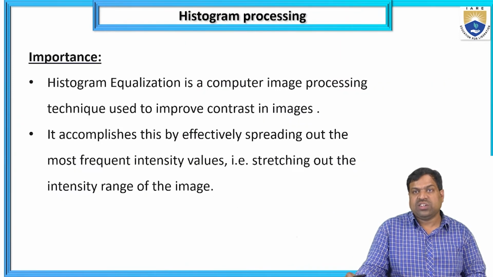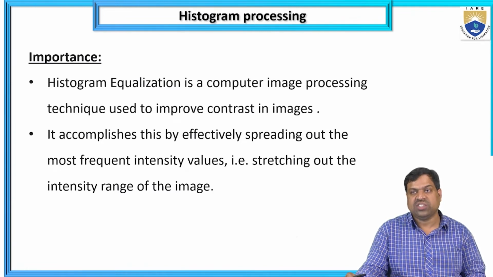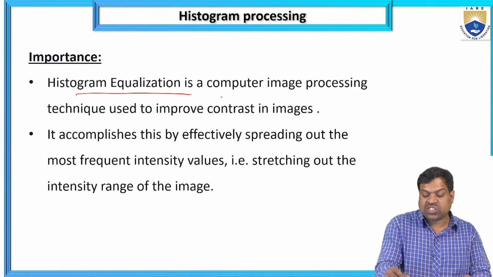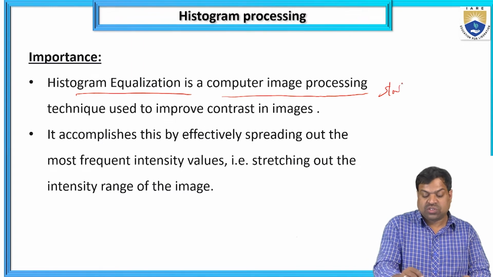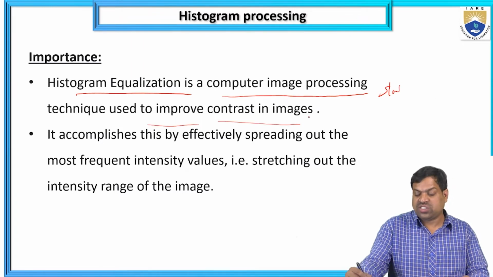So what is the importance of histogram? Histogram equalization is a computer image processing technique used to improve the contrast in images, and it accomplishes this by effectively spreading out the most frequent intensity values, that is, stretching out the intensity range of the image. Why am I going for the histogram process? Equalization is a computer image processing technique, like software, so it is easier to improve the contrast.